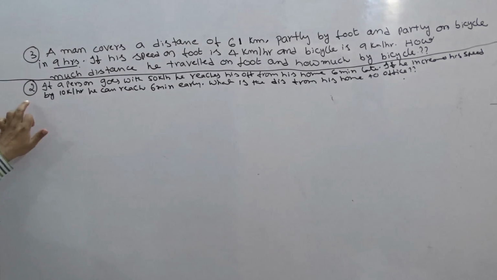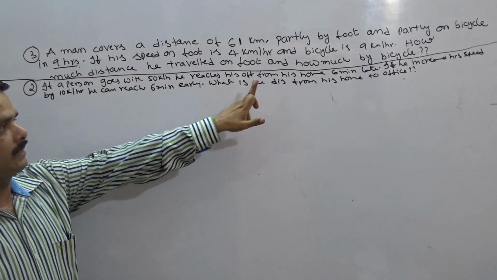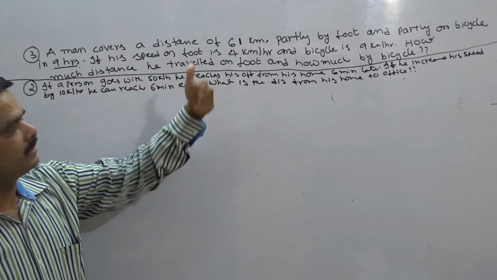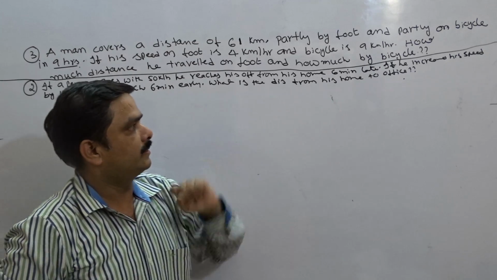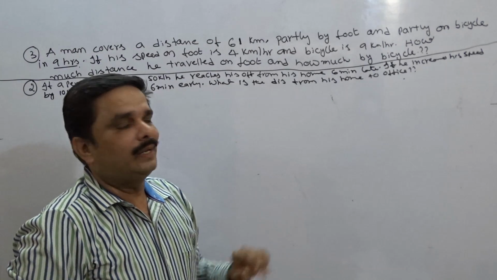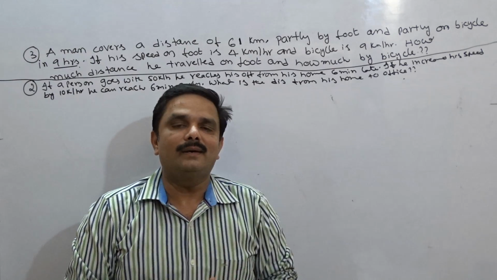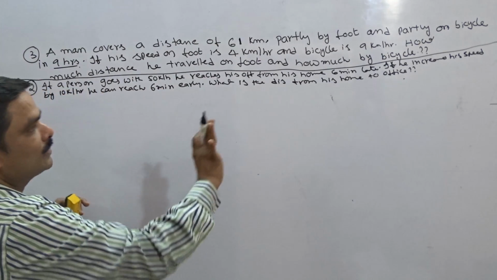Alright, here a person goes with 50 kilometers per hour. If he goes with that speed, he reaches his office from his home 6 minutes late. If he increases his speed by 10 kilometers per hour, he can reach 6 minutes too early. What is the distance between home and office? In this case, you need to assume that in both cases he is using the same route. Let us go in this way. Alright, so now the concept is here.